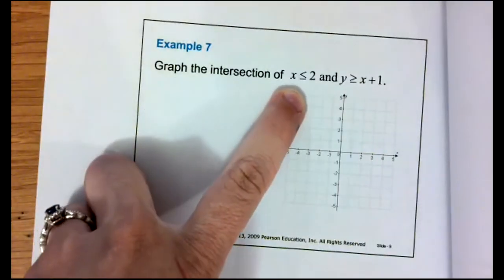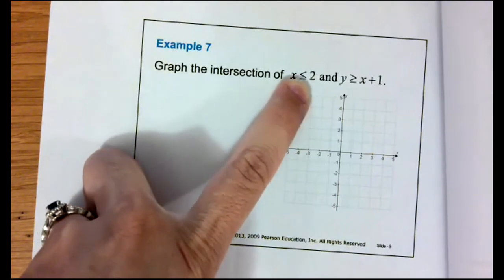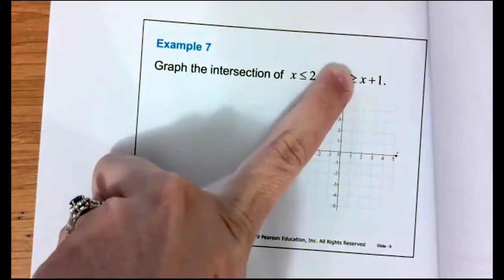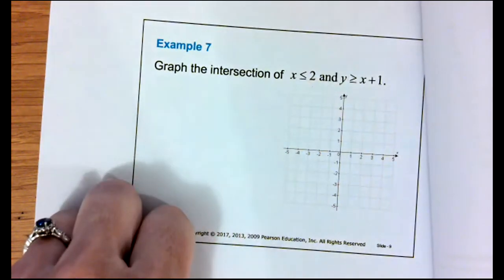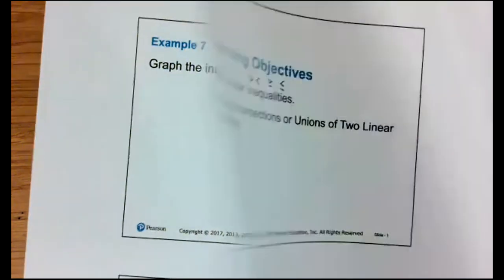Example 7, graph the intersection of x is less than or equal to 2 and y is greater than or equal to x plus 1. Where those two solutions cross, we will just be marking on the graph.